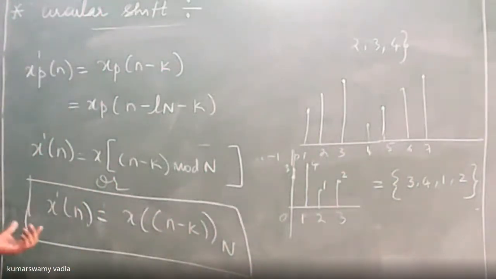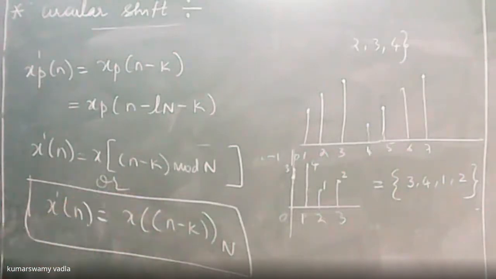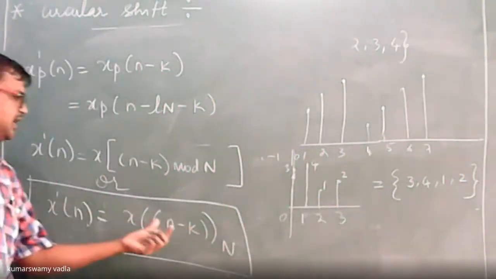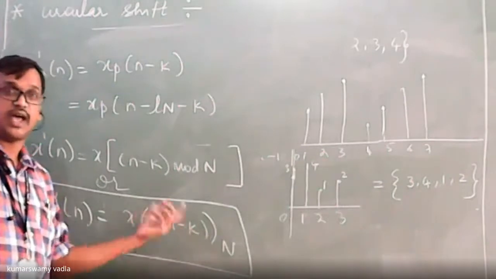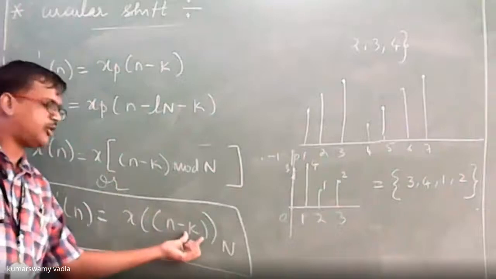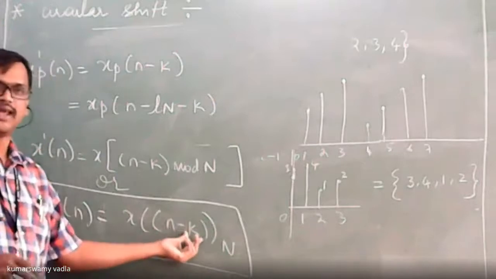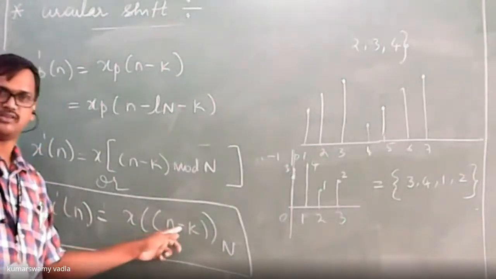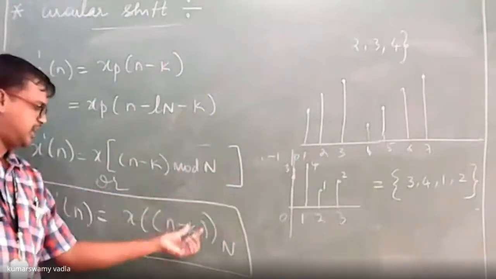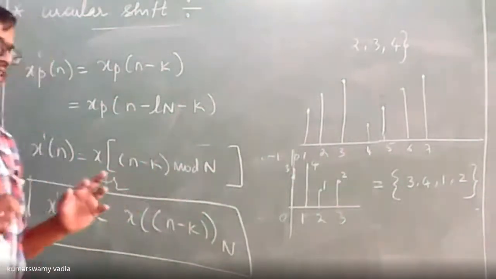X dash of n is equal to x of ((n minus k)) N, where, as you already noted, capital N is the N point DFT and k is the number of times you shift it right or left. Right means k value will be a positive number. Left shift means k value will be a negative number. This minus is commonplace. If this is positive, you will be shifting it right. If this is negative, you will be shifting it left hand side, that is advance.